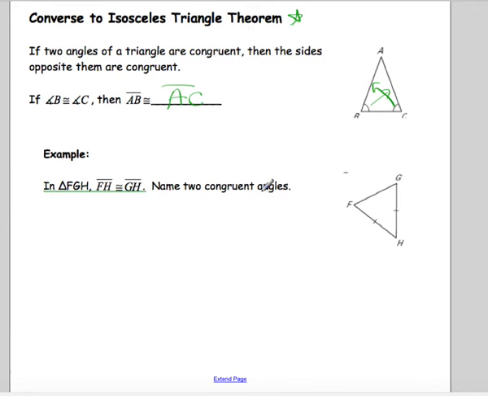At the bottom here, it says name two congruent angles. In this triangle, you know that FH is congruent to GH. So you're given those sides, you can name the congruent angles using that isosceles triangle theorem. And so they are angle F congruent to angle G. Pretty basic problem right there.